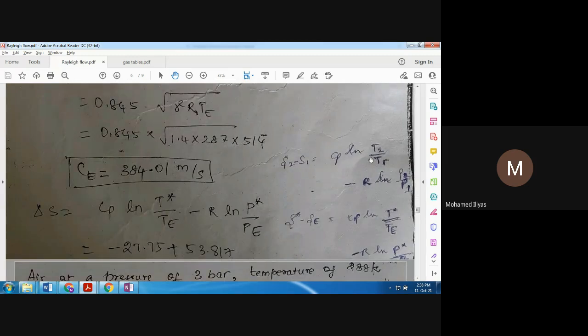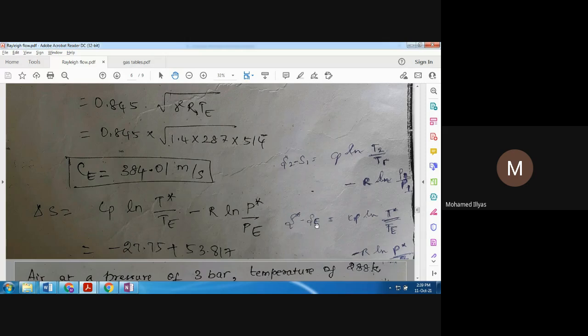From a thermodynamic relation, we can write the change in entropy in terms of temperature and pressure, and also temperature and volume. So those basic relations we have specified here: S2 minus S1 equals Cp into ln of T2 by T1 minus R into ln of P2 by P1. The same thing we can write according to our gas dynamics problem.